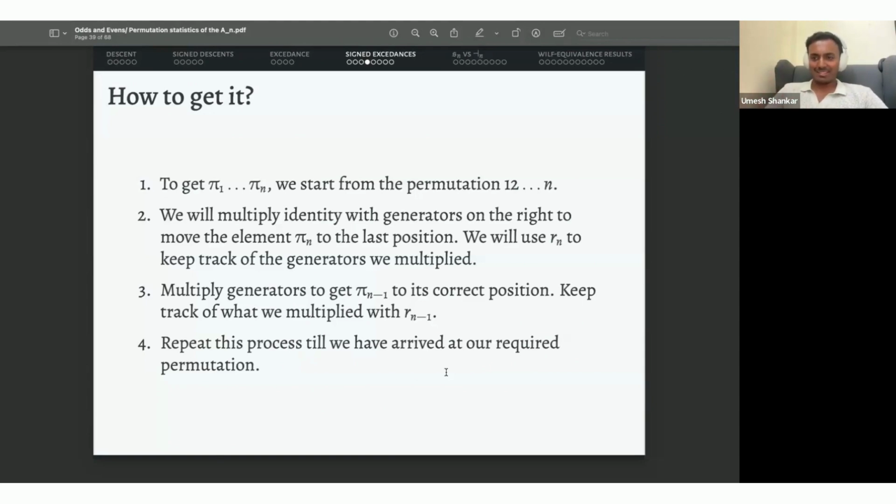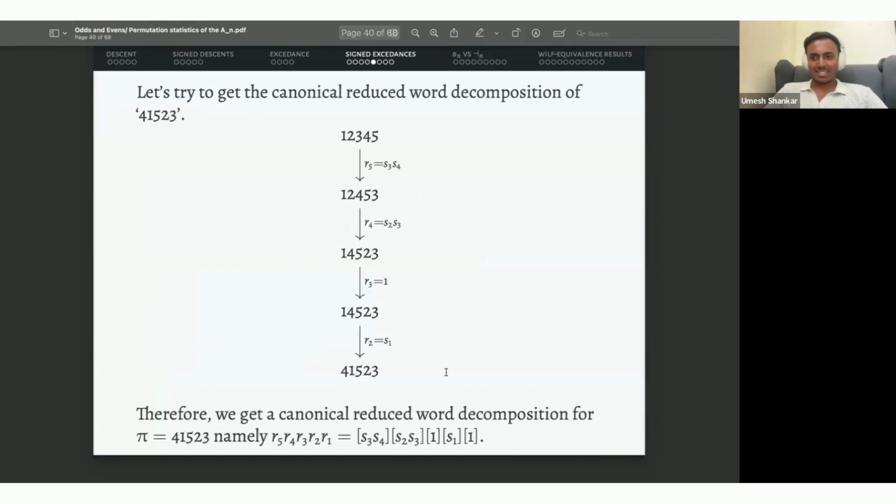Here is an example, just for explanation's sake. We want to get the canonical reduced word decomposition of the permutation 4, 1, 5, 2, 3. We will start at 1, 2, 3, 4, 5, and then multiply with S_3 and S_4, because we want 3 to go from the third position to the fifth position. If we multiply S_3 on the right, 3 will get to the fourth position. Now again we multiply S_4, and 3 will get to the fifth position. So we will end up with 1, 2, 4, 5, 3.